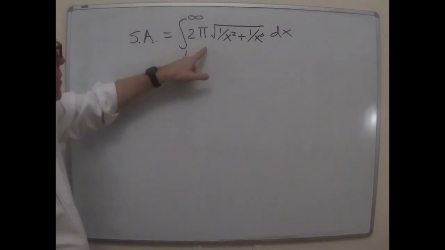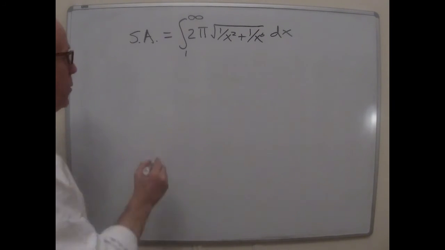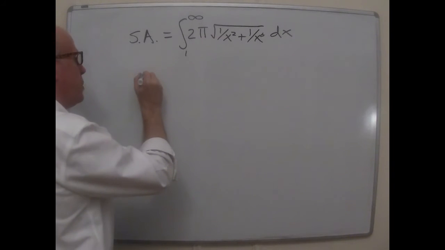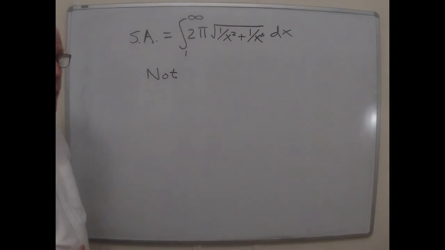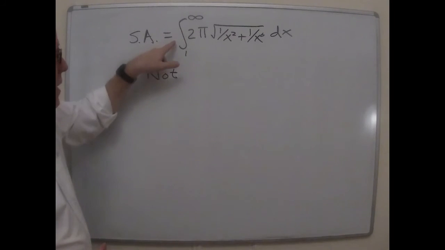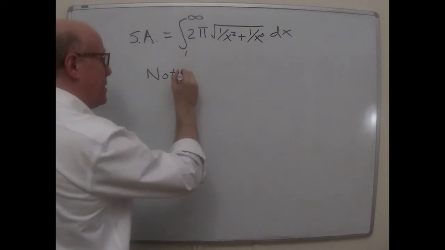What I'm really interested in doing is showing that the surface area is infinite. So I'm gonna cheat a little bit and show you a different integral that I know is infinite, but that is smaller than this one. So if this thing has got to be bigger than something that's already infinite, it's going to be infinite.